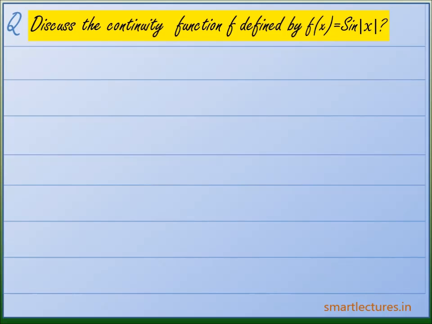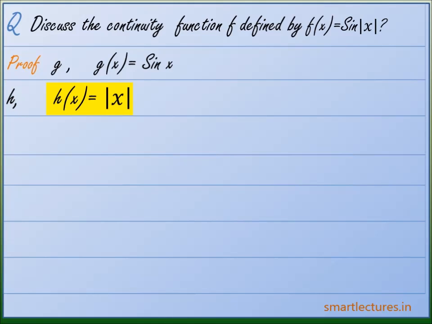Now let's do one more example. Discuss the continuity of f of x equal to sine of modulus of x. Here, the function sine of modulus of x can be considered a composition of two functions, in which the first function will be sine x and the other function will be modulus of x. So let g and h be two functions where g is defined as g of x is equal to sine of x, and similarly the function h is defined as h of x is equal to modulus of x.